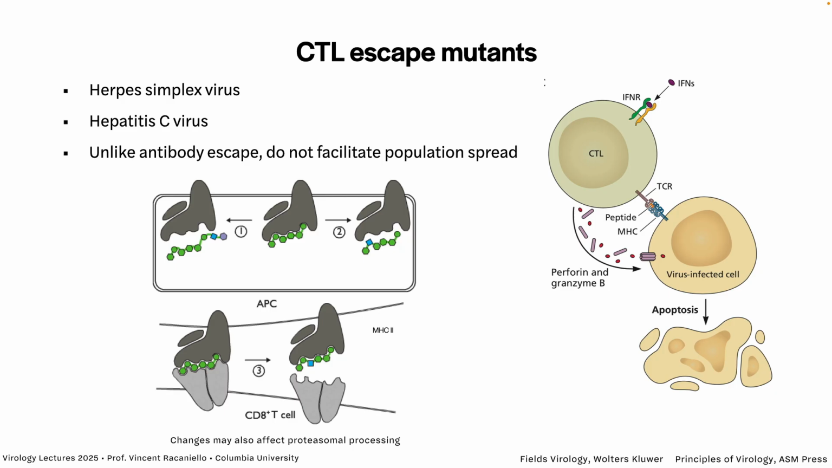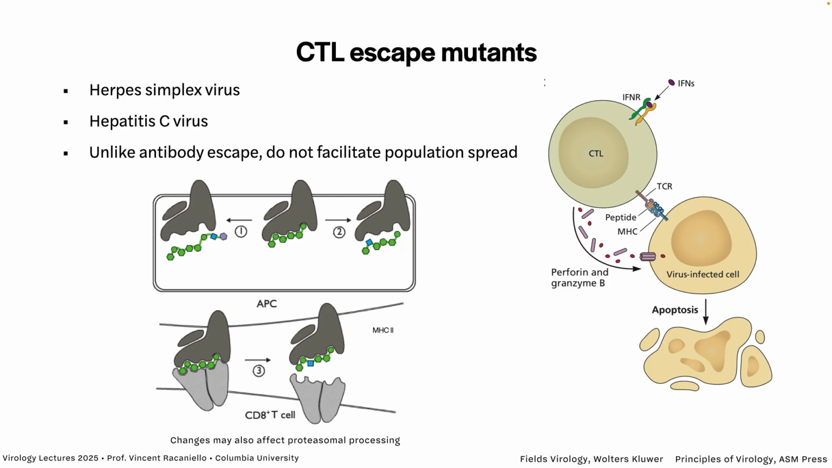Now, it's persistently infected hosts. Virus is reproducing for a long time, so there's plenty of time to produce mutants. And so proteins are made with amino acid changes in them that are not recognized properly by MHC1. So here is MHC1. Actually, it's MHC2, but it could be 1 as well. MHC2 is in the antigen-presenting cell.